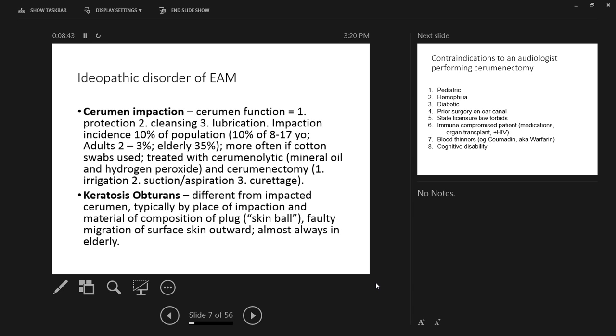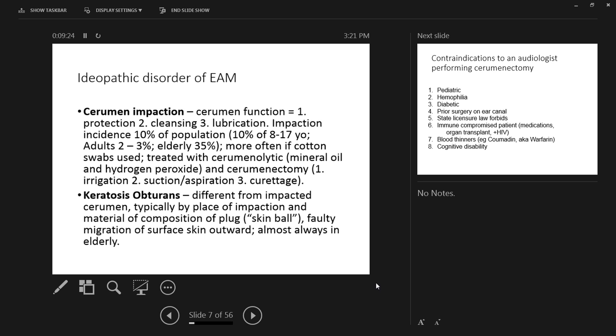Typically, what I've understood, at least from my reading, is that earwax impaction happens in about 10% of the population. In younger people, it happens more often, like 10% of the 8 to 17-year-olds. In adults, it's only 2 to 3%, and in the elderly, quite a bit more often. That's because their sebaceous glands get dry. They're really not producing very much oil anymore, and so the earwax gets more dry, and the ear canal doesn't have its normal outgrowth, the normal shedding of all the squamous epithelium.